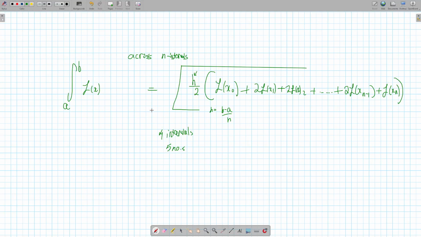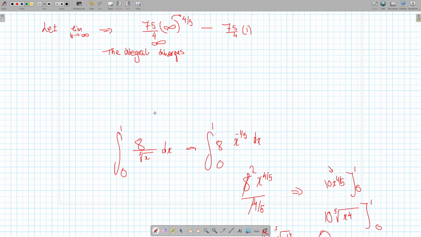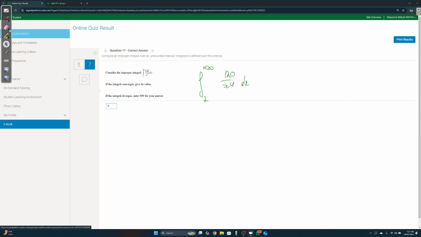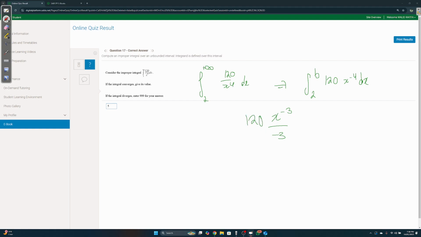One thing I forgot to mention over here, when you say limit, actually no, forget about the limit. Forget what I said now. Anyway, 120 over x to the power 4 dx. Remember, for infinity, we always replace infinity with b, and solve the integral. So it's going to be x to the power minus 4 dx. The integral is going to be x to the power minus 3 over minus 3, times 120, right?